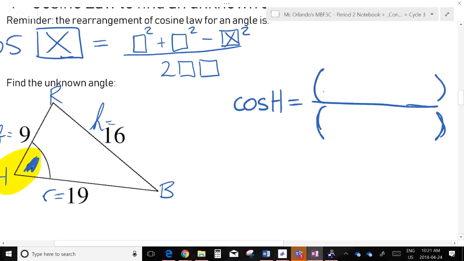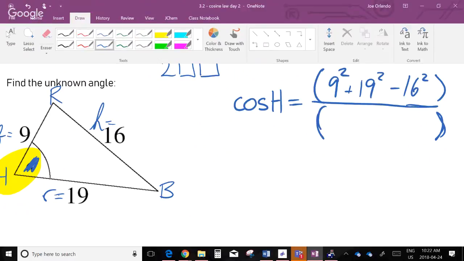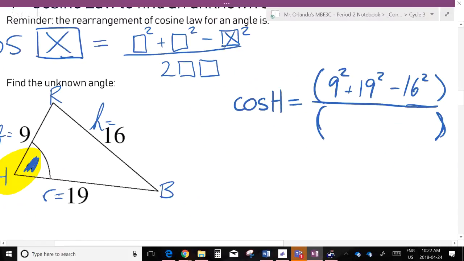Like somebody want to give me what I should put in this top bracket? Hunter, what do you got? 9 squared. Yep. Plus 19 squared. Yep. Plus 16 squared. Very good, thank you. And again, does it matter if you put the 19 first? Just as right, just as correct. Good. Somebody want to give me what they put on the bottom bracket?